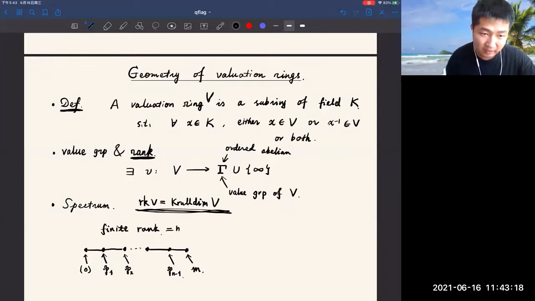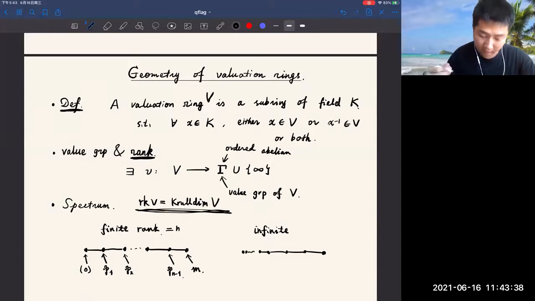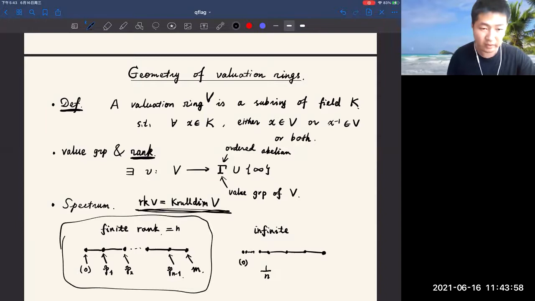But if the rank is infinite, there is a more complicated picture, but it is still linear. For example, maybe it has such a form: there are infinitely many dots that converge to the zero ideal, like with coordinate one over n. So there are many, many prime ideals. But in our case, we can use a limit argument to reduce the infinite rank case to the finite rank case. So this picture is more important.